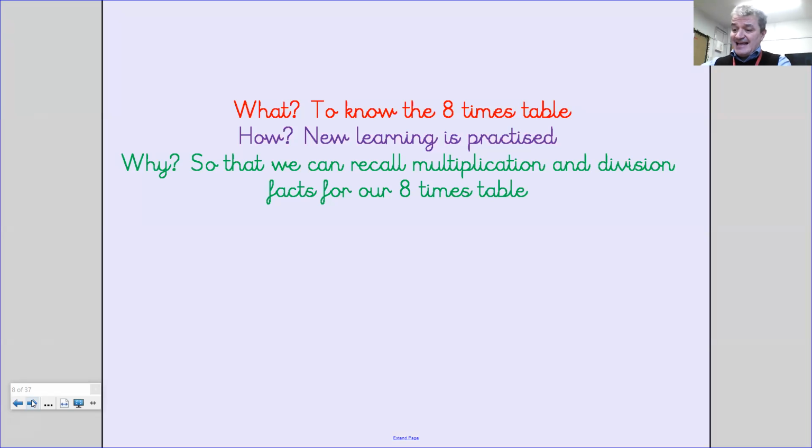Today we're going to look at the 8 times table, and particularly the relationship between the 8, the 4 and the 2 times table. If I know my 2 times table, I can work out the 8 times table. Okay, the new learning is practice, so we can recall multiplication and division facts for our 8 times table. Okay, let's look at the next slide.